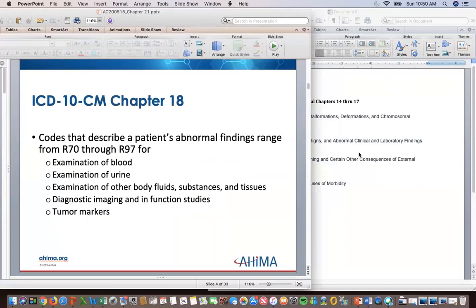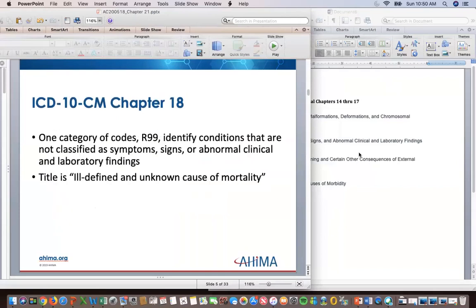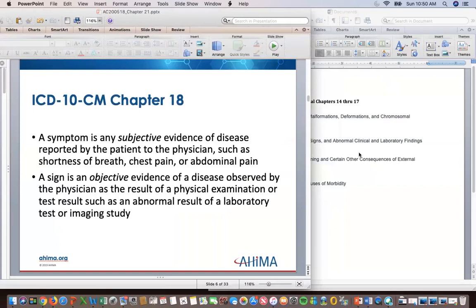The codes that describe a patient's abnormal findings range from R70 to R97. These cover examination of blood, urine, and body fluids, and they may include diagnostic imaging, function studies, and tumor markers. One category of codes, R99, identifies conditions that are not classifiable as symptoms, signs, or abnormal clinical and laboratory findings. Take a quick look at that code if you have your coding manual open. The title is ill-defined and unknown cause of mortality.